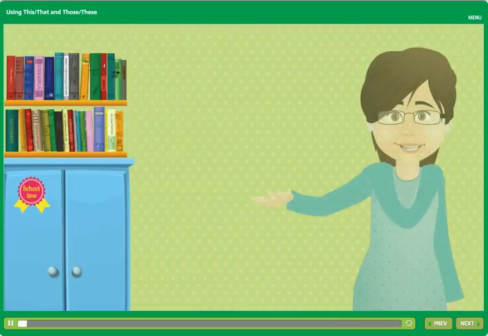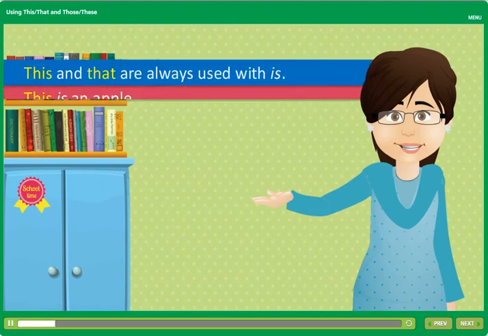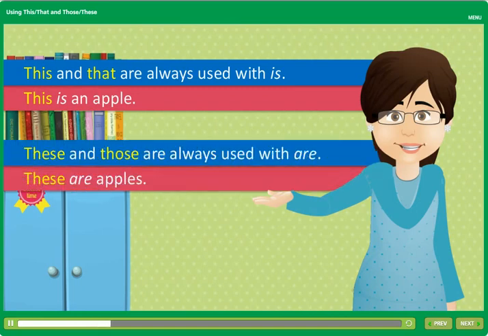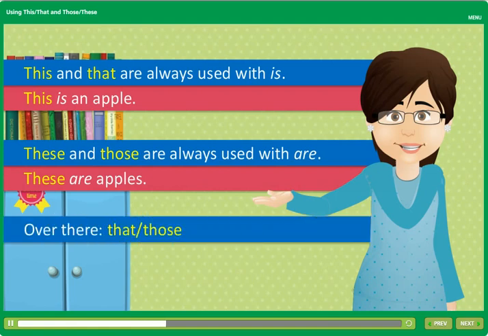Give your students the following clues. This and that are always used with is. These and those are always used with are. If we say something is over there, we mean it is far from us. We will use that or those in such sentences.